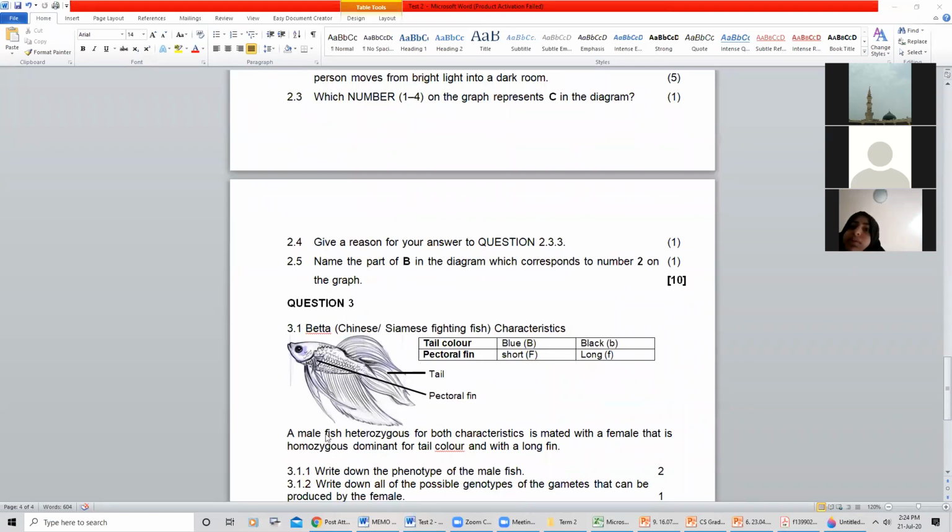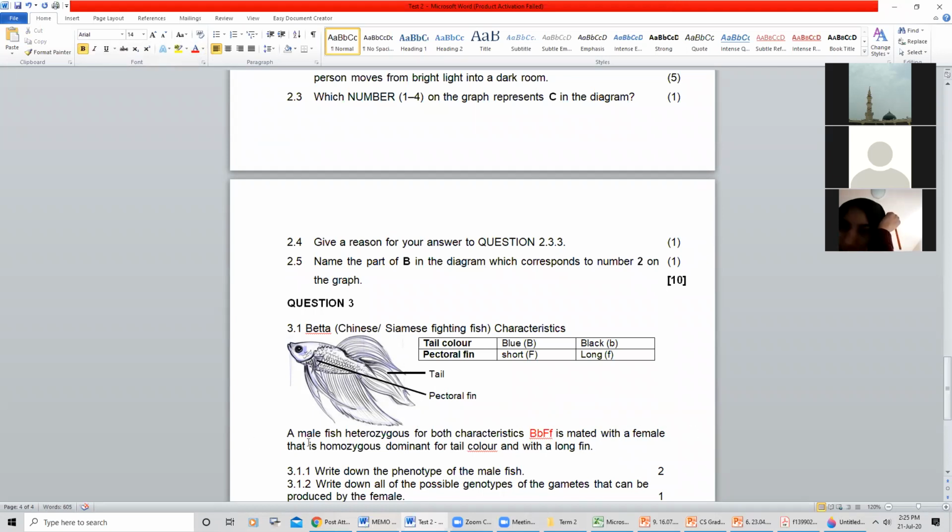Then they're telling you that a male fish, heterozygous for both characteristics, is mated with a female that is homozygous dominant for tail color and with a long fin. If the male fish is heterozygous for both, that gives you the genotype. Hetero means different. So for the tail color, it's going to be capital B and a small b, which is different, not a repetition of the same type. And the fin would be capital F and small f, right? Because that's heterozygous. So that would be the genotype of that one.